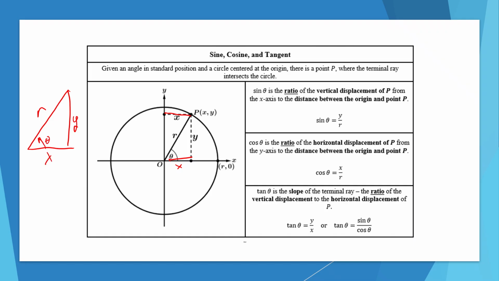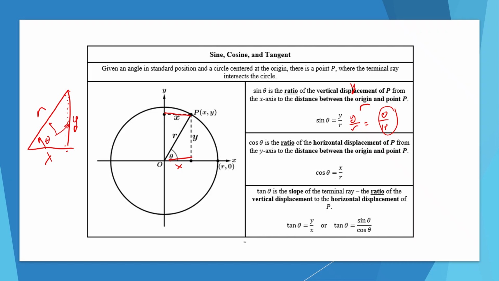Sine is going to be the ratio, by definition, of the vertical displacement, which is y, of P from the x-axis to the distance between the origin and point P. That's just a fancy way of saying r. And so sine is the ratio of y over r, or in this case, for theta, opposite over hypotenuse. So it's really just taking these definitions that we've learned in geometry and applying them to this circle, where it's a little bit more advanced.